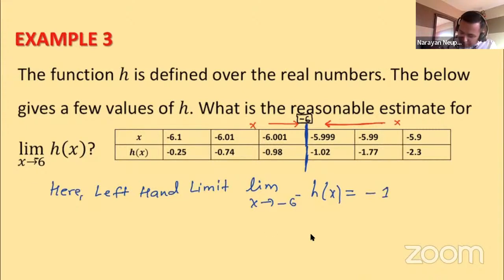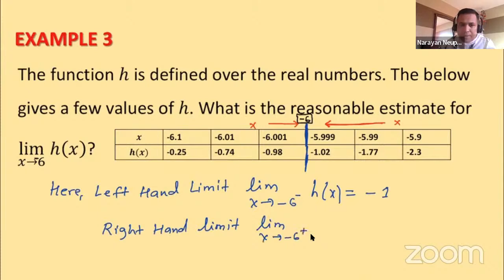Similarly, if we look at the right-hand limit, we write that as limit as x approaches -6 from the right. The value is greater than -6. So if we approach -6 from the right, you'll see that the values are -2.3, then -1.77, -1.02. So you can clearly see that these values are also approaching -1. So this is also equal to -1.